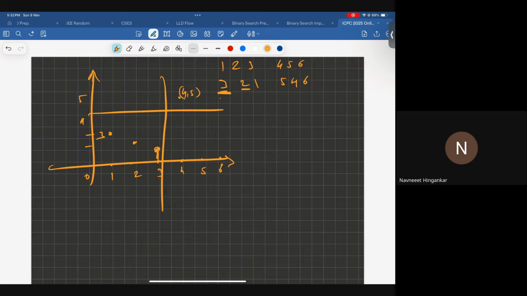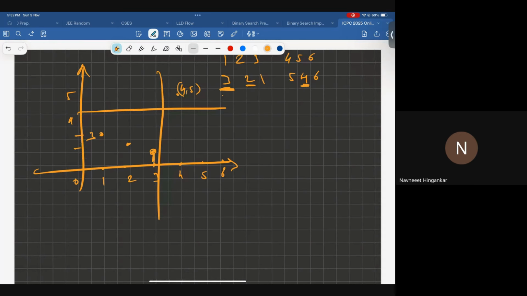4 comma 5, and another one was 5 comma 4. So 5 comma 4 is here, and 6 comma 6 will be here. So if you notice, this was the balanced case for the answer of 1.